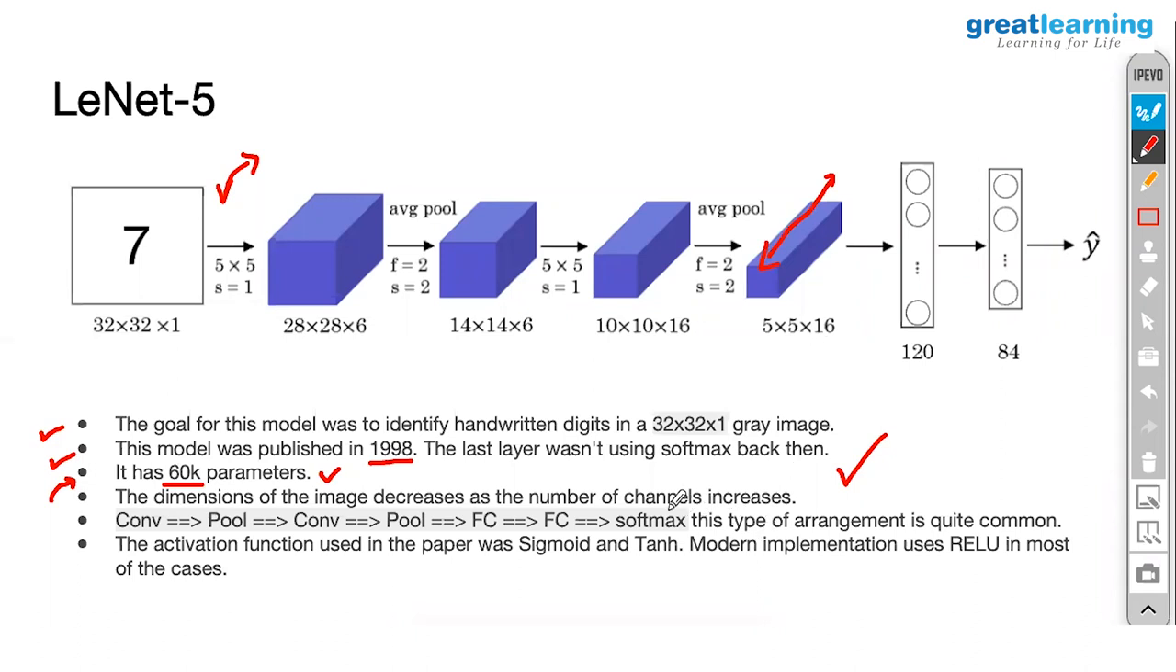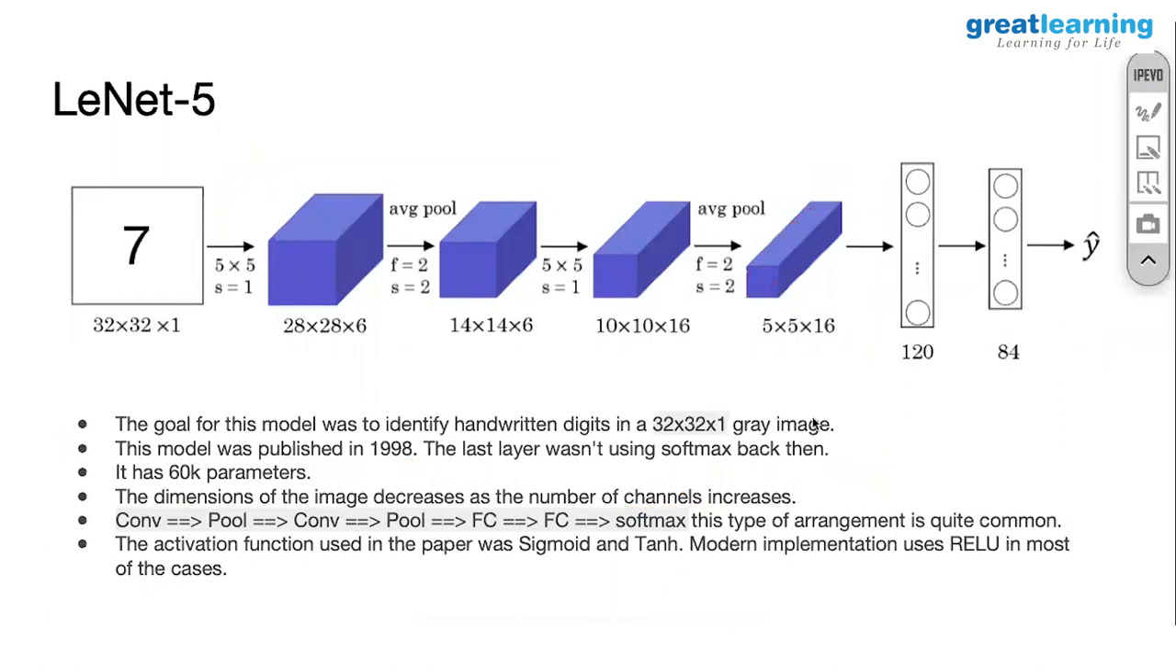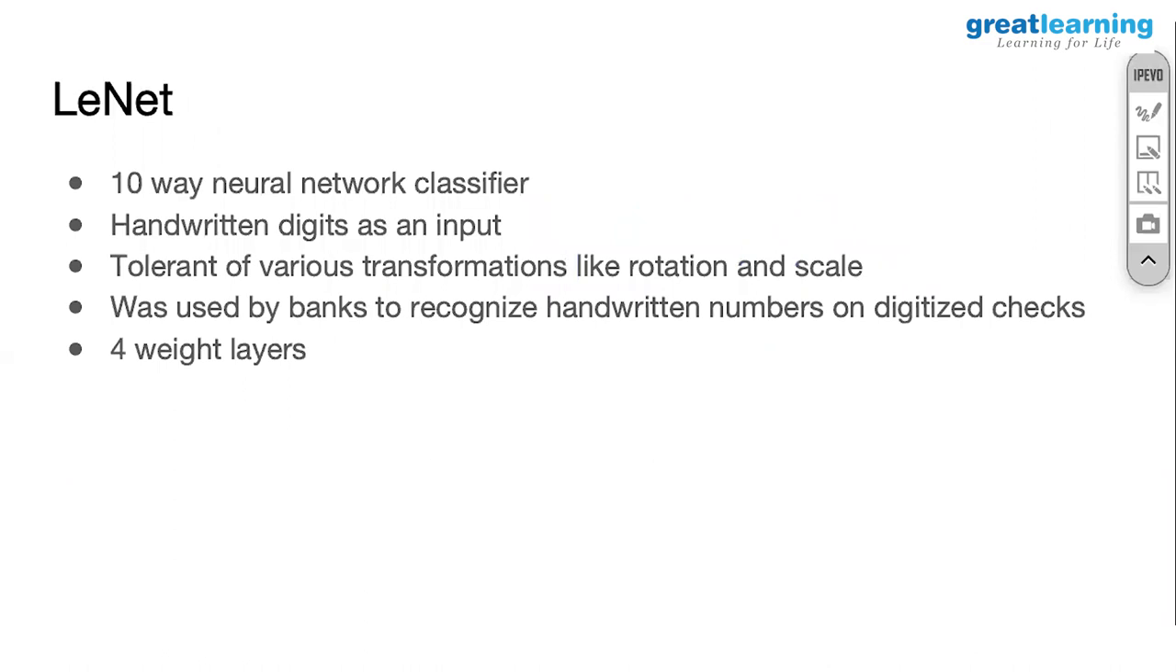Or else I will say rather than channels, because when we say channel, we get confused with grayscale and RGB, call it feature maps. So each square that you see, 5x5 square, carries some kind of feature. That's what it means. The activation function used in the paper was sigmoid and tanh. But now you don't have to always use sigmoid and tanh. You can use ReLU now. You can replace both of them by ReLU. No problem. It will work good. All right. So this was your network. Okay. Moving on.